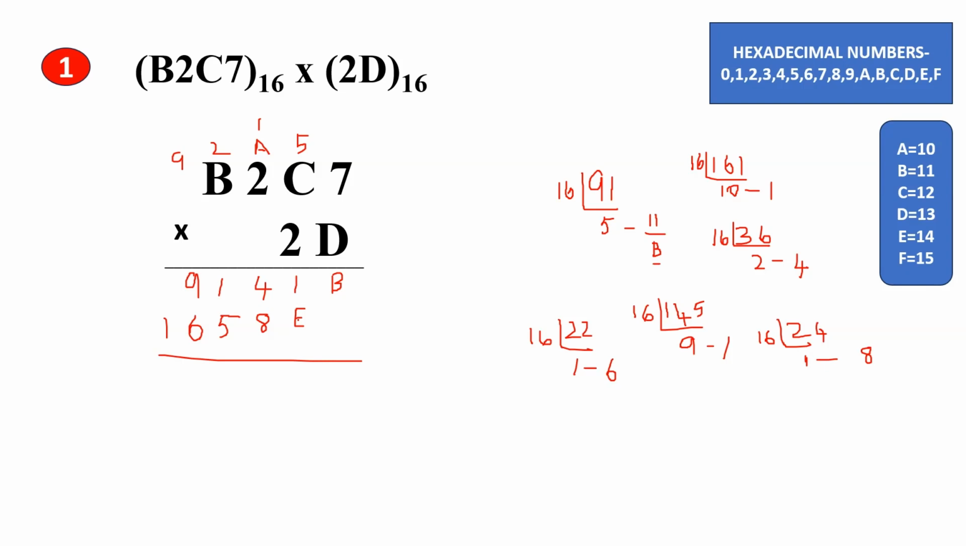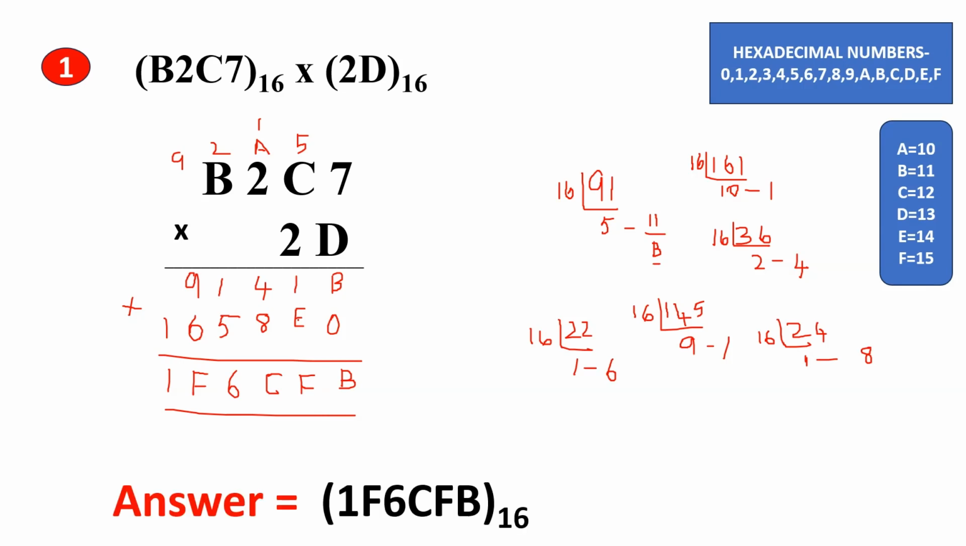Now you have to add these. So B, you'll get B only because consider here you have 0. Then E plus 1 gives us F. Then 8 plus 4 gives us C. Then 1 plus 5 gives us 6. 9 plus 6 gives us F. Then 1. So this is the answer. 1F6CFB is the hexadecimal answer.